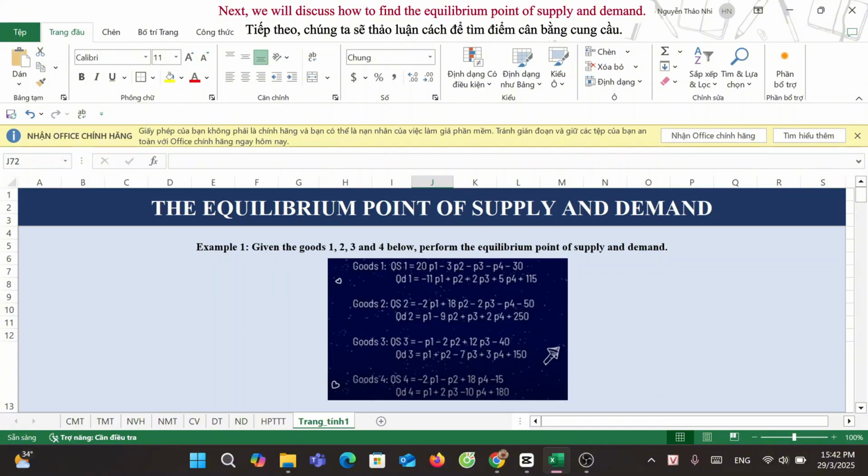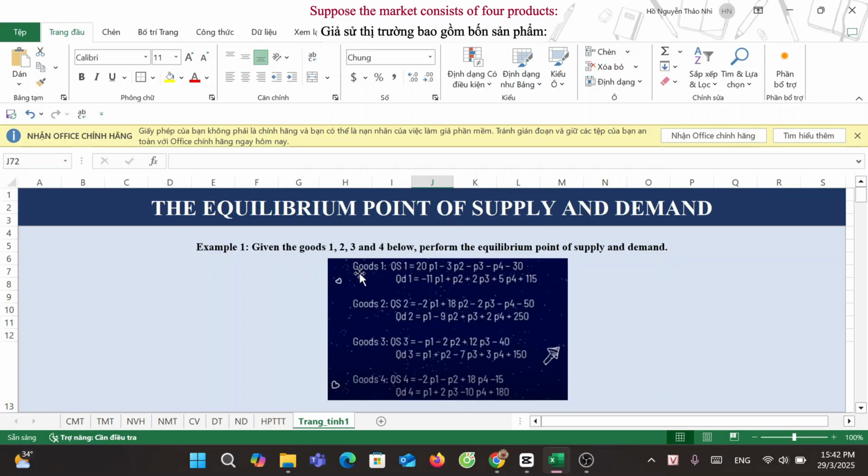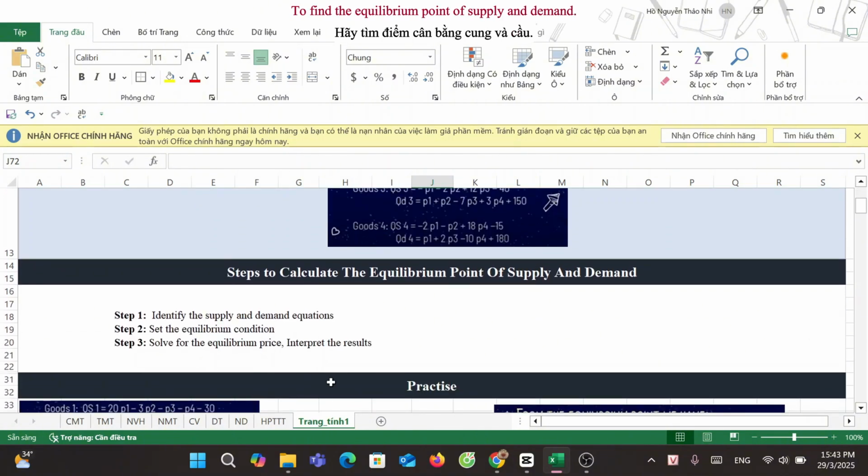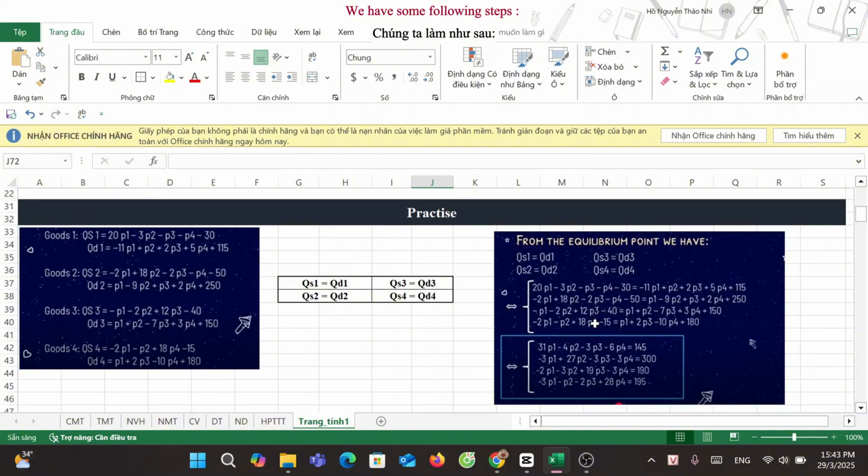Next, we will discuss how to find the equilibrium point of supply and demand. Suppose the market consists of 4 products, goods 1, 2, 3, and 4, with the following supply and demand functions. To find the equilibrium point of supply and demand, we have the following steps. At the equilibrium point, we have QS1 equal QD1, QS2 equal QD2, QS3 equal QD3, QS4 equal QD4.